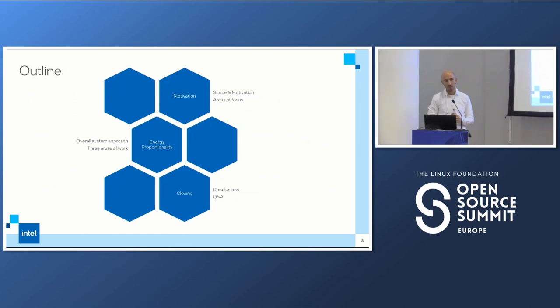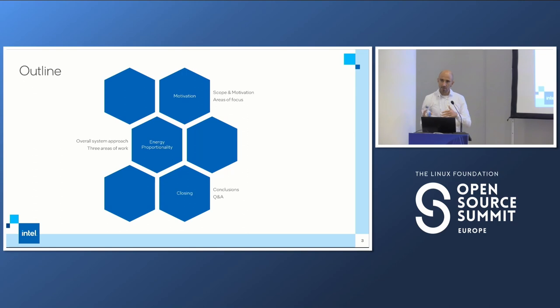Basically, we will go through a little bit of the motivation of the work that I'm sharing here, and talk about what we call energy proportional systems. Again, all the context is that what we're sharing today is pathfinding in the context of sustainability and energy from the network and edge division. And then I'll go a little bit into the closings and Q&A.